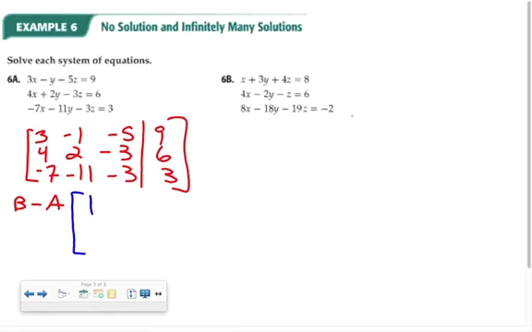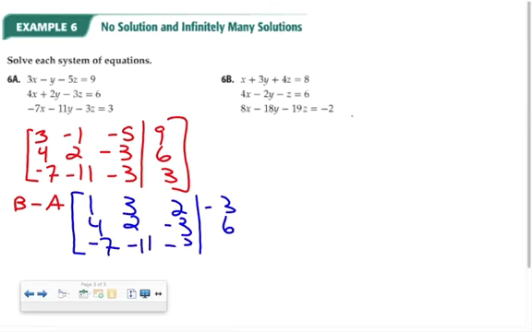So 1, because 4 minus 3 is 1. 2 minus -1 is 3. -3 minus -5 is 2. And 6 minus 9 is -3. 1, 3, 2, -3, and 6, -7, -11, -3, and 3.